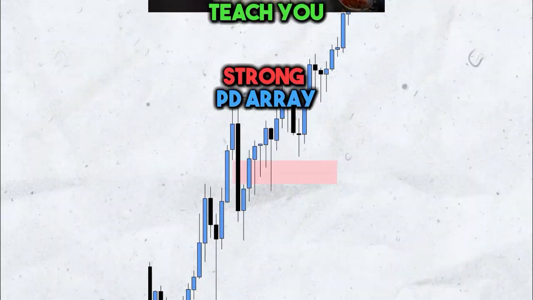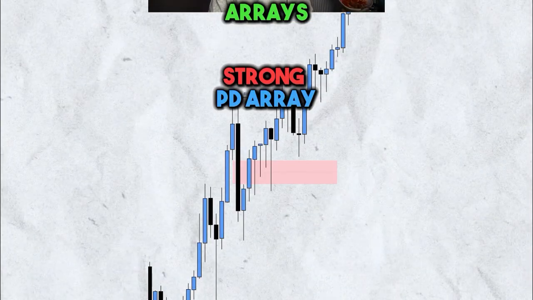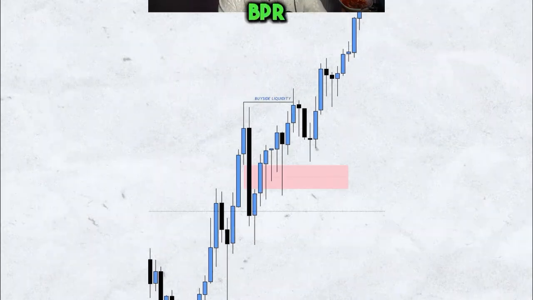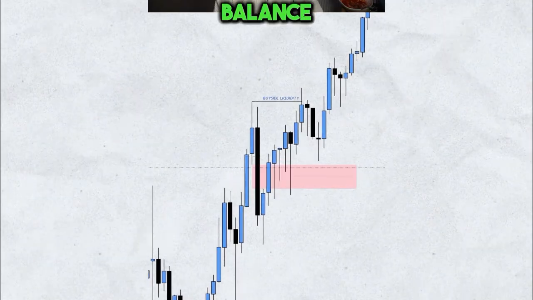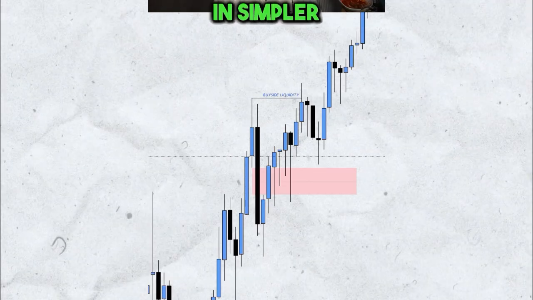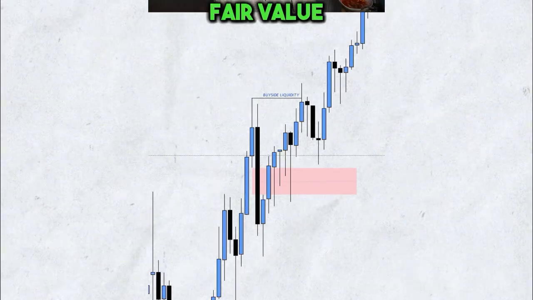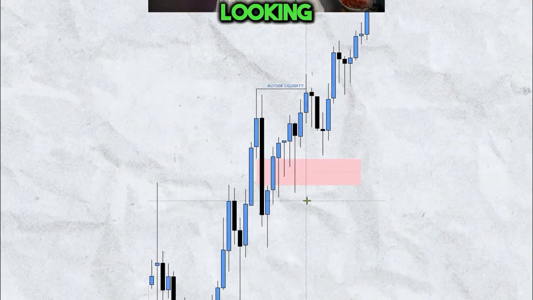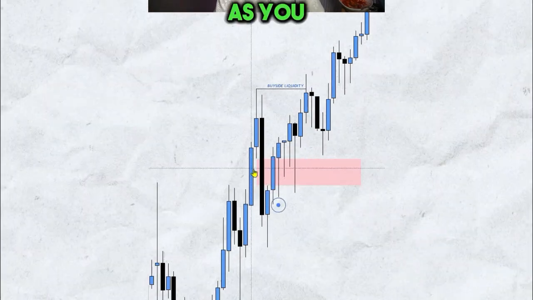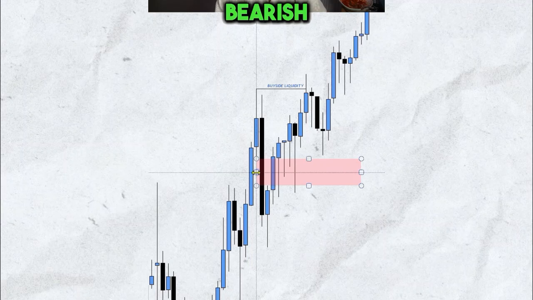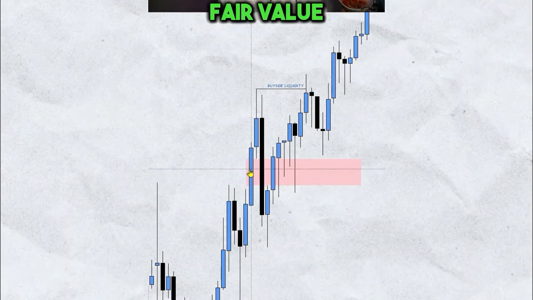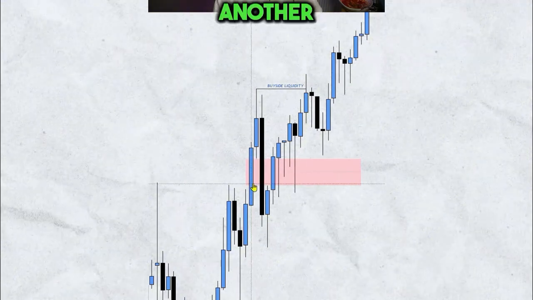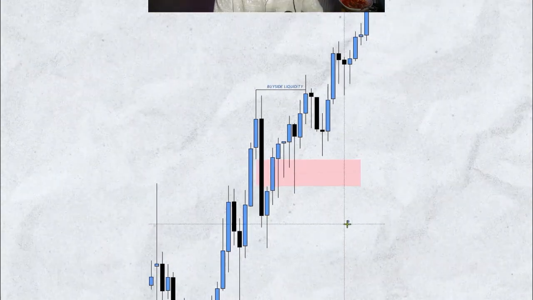I am going to teach you one of the strongest PD arrays that there are when you are trading. You might have heard of it before, but it is called a BPR, otherwise known as a balanced price range. Now all this is, in simpler terms, is two fair value gaps that are inside of each other and that overlap. For example, if we're looking at this fair value gap right here, it is just a normal bearish fair value gap. But if you actually drag this fair value gap out to the left, then as you can see, it also overlaps with another fair value gap. So this is then called a BPR.